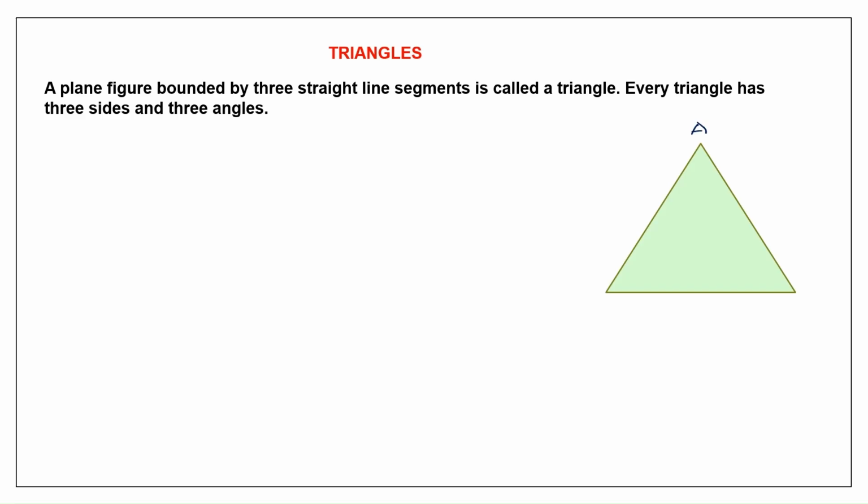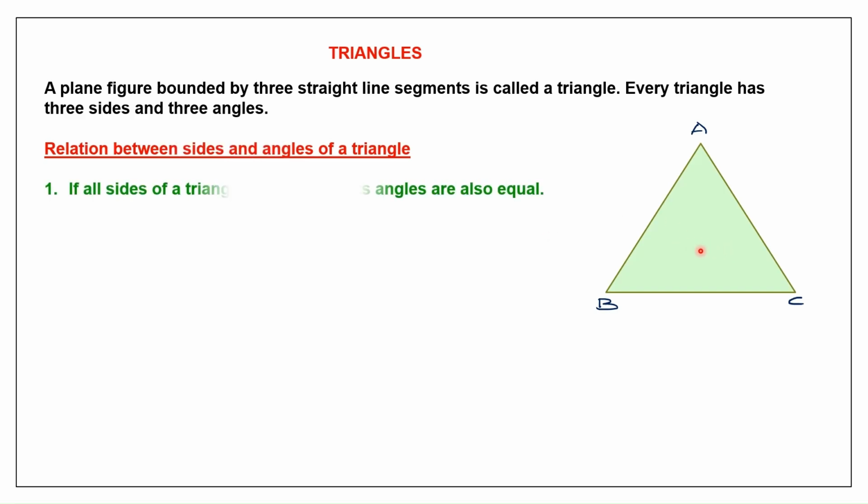Now this is A, B and C, and as we just read, every triangle has three sides, AB, BC and AC, and three angles, angle A, angle B and angle C. Now let's study the relation between sides and angles of a triangle. Let's take the first case where if all sides of a triangle are equal, all its angles are also equal.